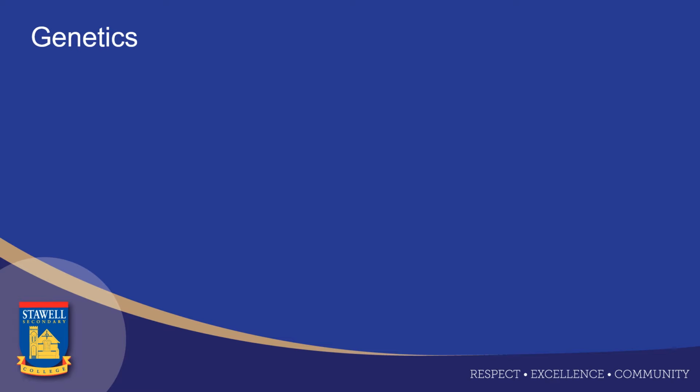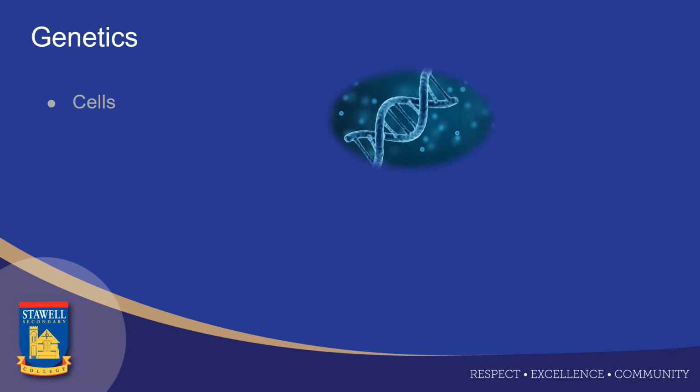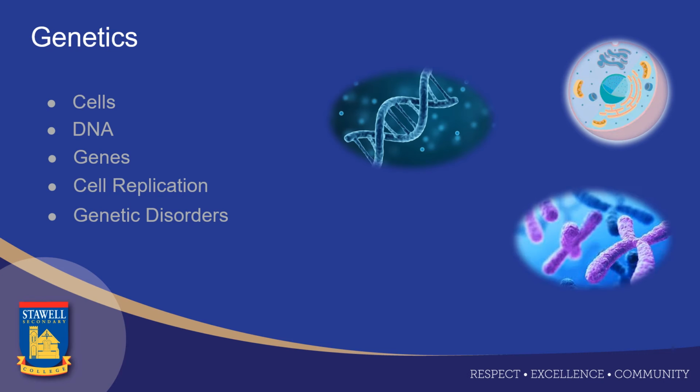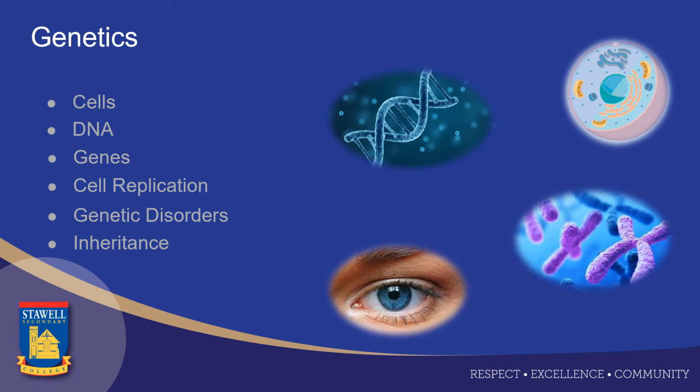With genetics, it's really important that we start from a cellular level and look at those microscopic parts of the world so that we can understand the bigger topics. So the topics that we explore are cells, DNA, genes, cell replication, so that's how cells multiply, genetic disorders, and inheritance. We do a range of different practices as well, things like extracting DNA from different fruits.